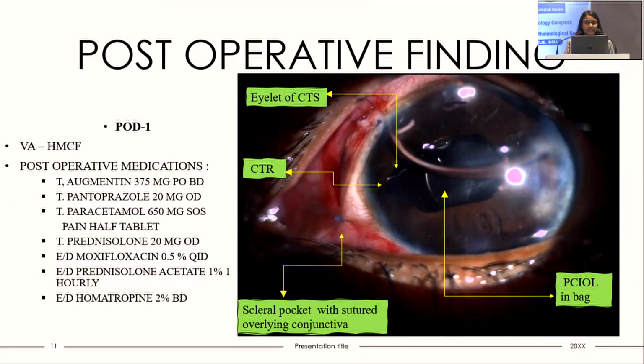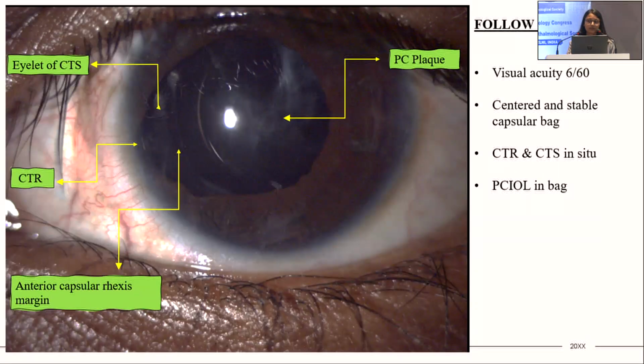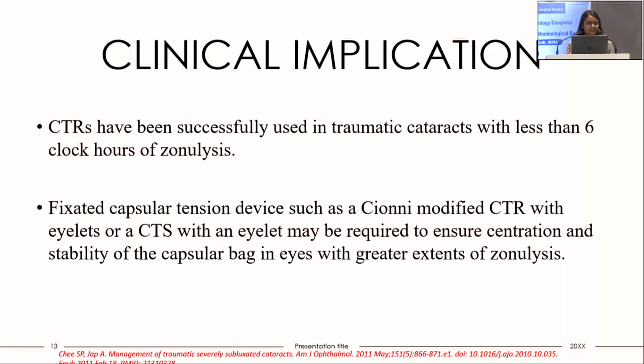Post-operatively, the vision was hand movement close to face, the PCIOL was in the bag, well centered, and the CTR and eyelets of the CTS could be visualized. Follow-up after 3 weeks: the visual acuity was 6/60. There was a centered and stable capsular bag. CTR and CTS were in situ, and the PCIOL was in the bag, but a primary PC plaque was present in the center.